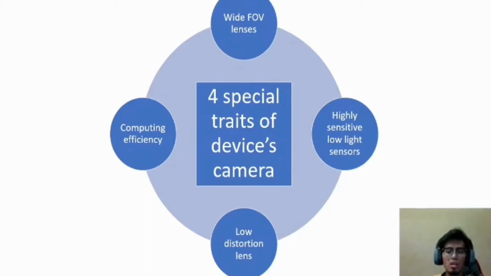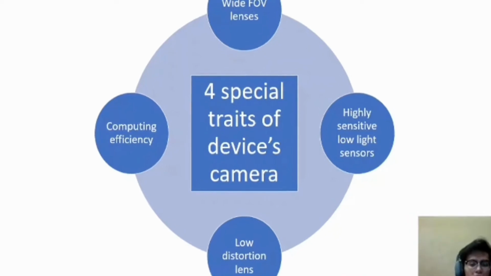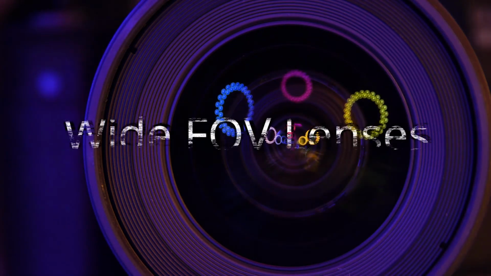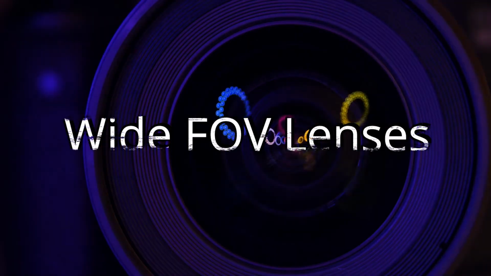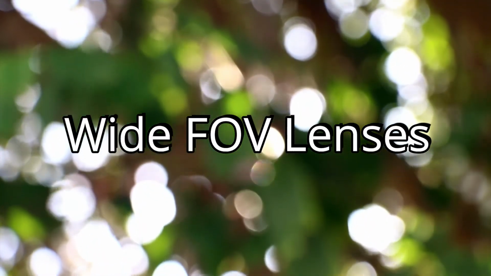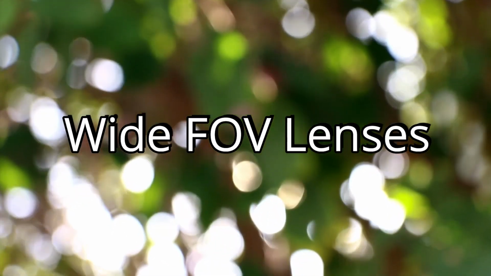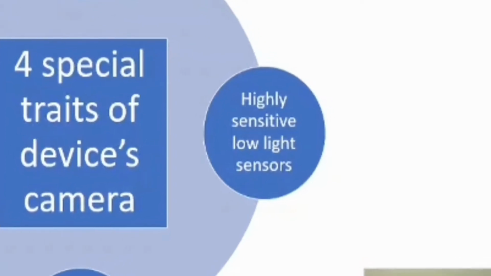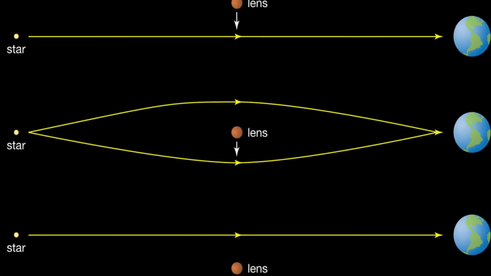Moving on to the analysis and discussion, there are four special traits that a device camera must have. The first one is wide FOV lenses. It is important to capture a large part of the sky in each frame, since there is pollution on the surface of the Earth, and this can affect the exploring activity. The next one is sensitive low light sensors. They are also beneficial, especially in cloudy conditions. For most cases, this feature removes the need for long exposure, hence exoplanet discovery and star tracking would be easier.